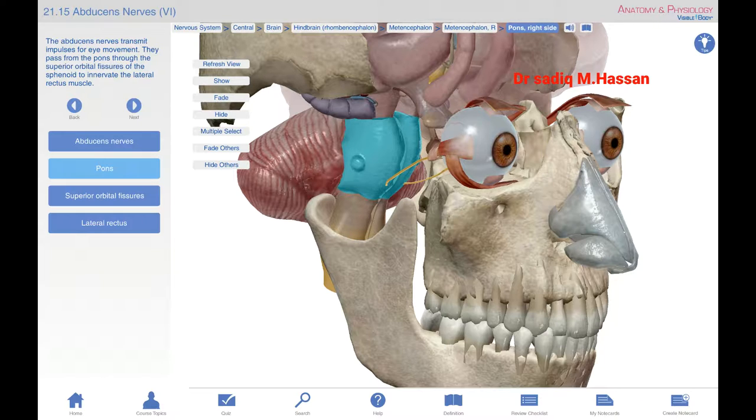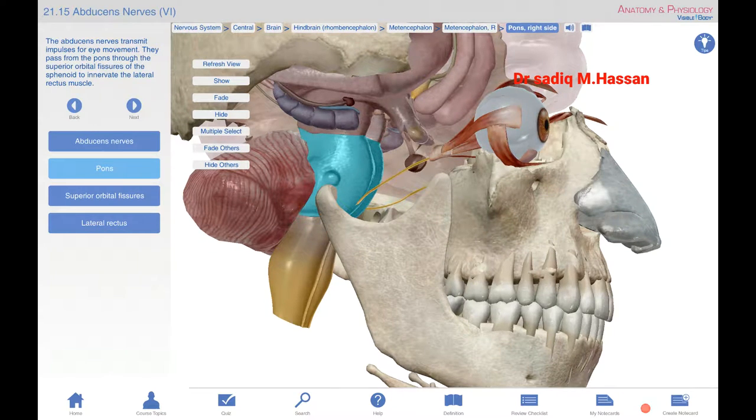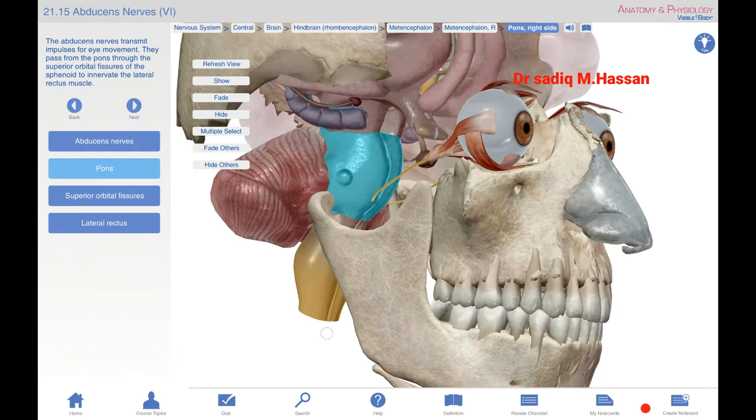Other structures rely on the brainstem, either firstly or as origin if they are motor. So apart from the first two nerves, the third and fourth come from what we call the midbrain.